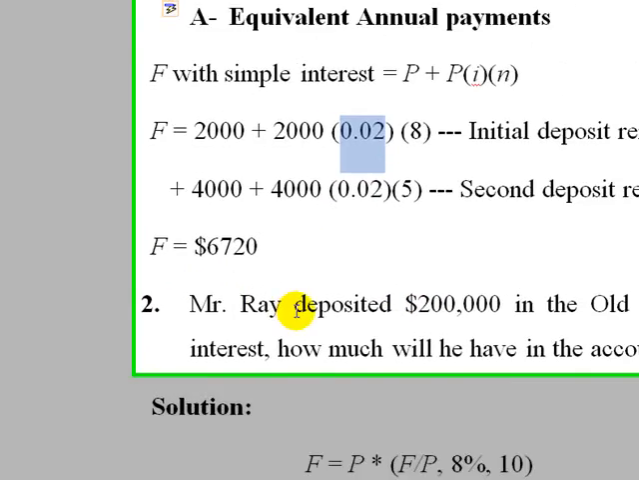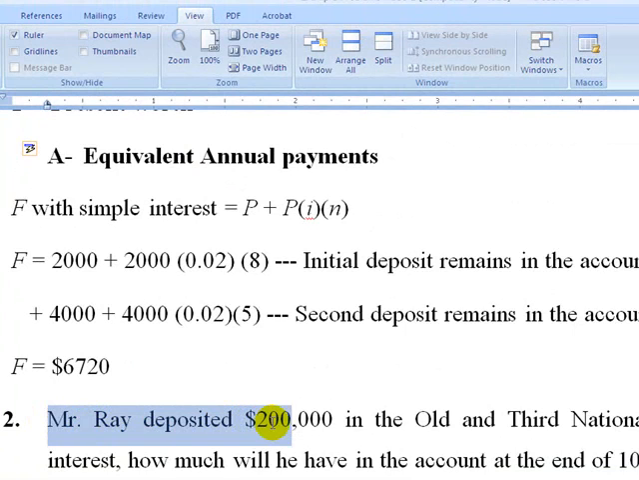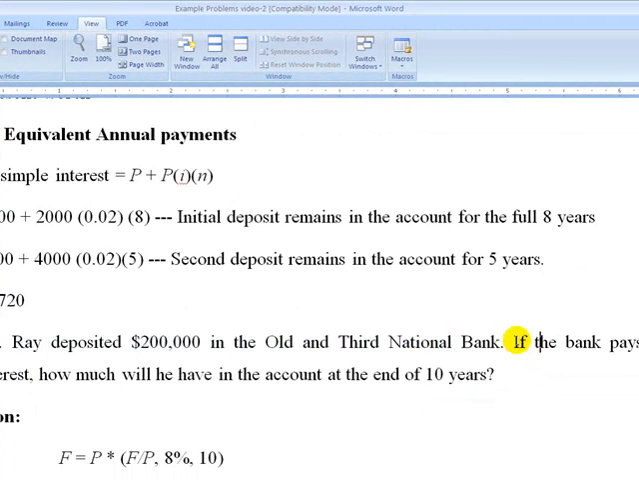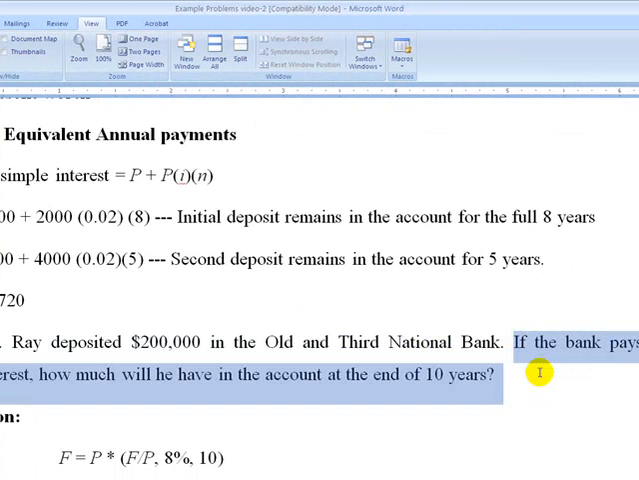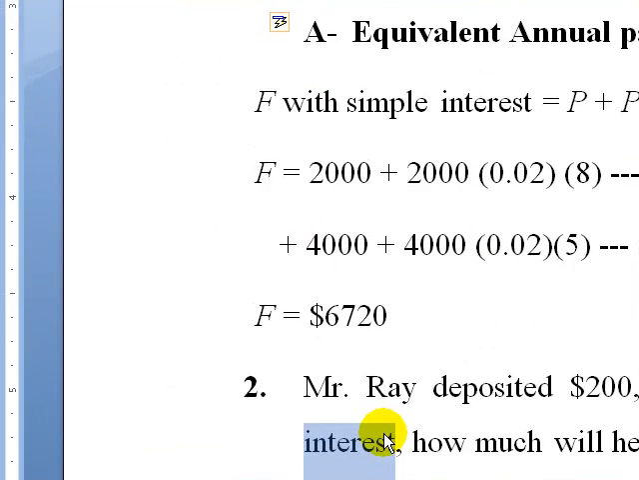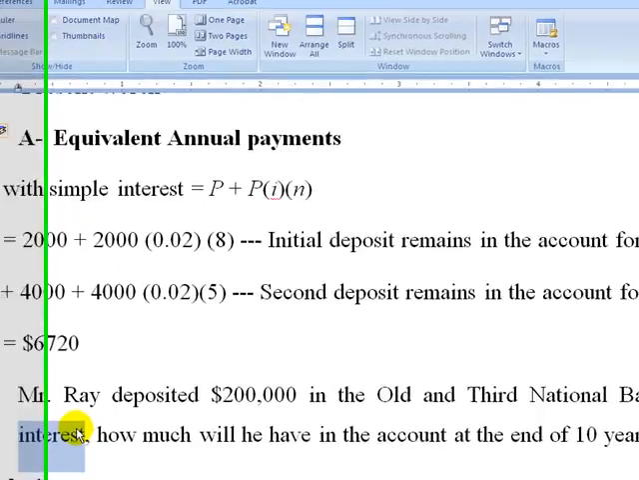Let's read this problem first. Mr. Ray deposited 200,000 in the Old and Third National Bank. If the bank pays 8% interest, how much will he have in the account at the end of 10 years? Now this is a very similar question, except it says the bank pays 8% interest. The problem statement does not mention whether it is simple interest or compound interest, and when it does not mention, we are by default supposed to consider it a compound interest problem, right?